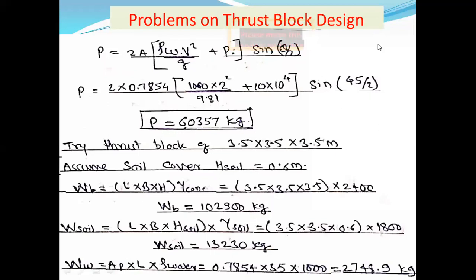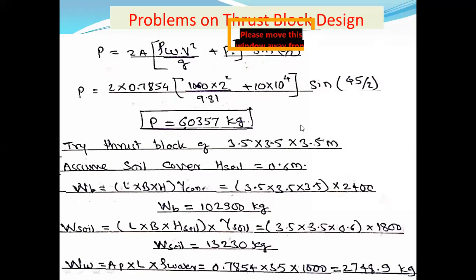Okay, all other students, please write down this answer. You can do the calculation part later on. Write down the value of P. P is equal to 60357. We are taking a lot of time doing this calculation. P is equal to 60357 kg.